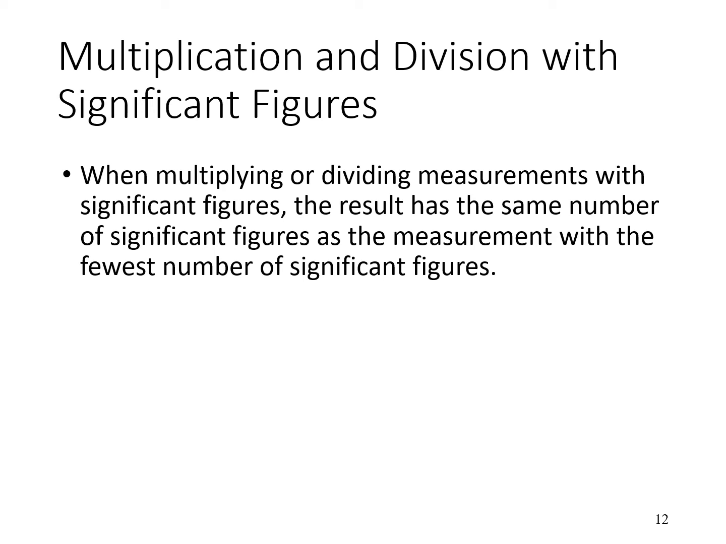Okay. Now let's see what rules apply when you are doing an actual calculation. Let's say you're doing multiplication, division, addition, subtraction. What happens to sig figs? Okay, whenever you're multiplying or dividing measurements with significant figures, the result has the same number of significant figures as the measurement with the fewest number of sig figs. Okay, what does that mean?